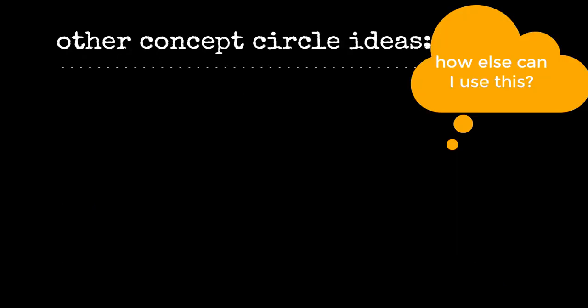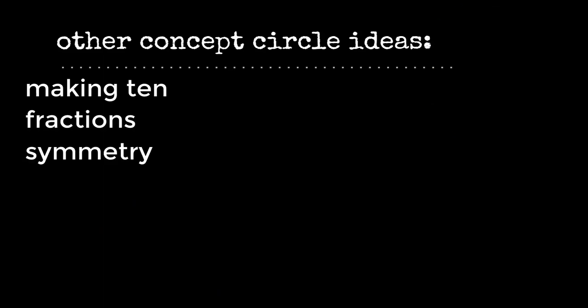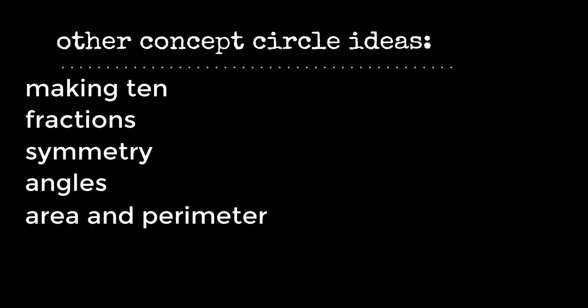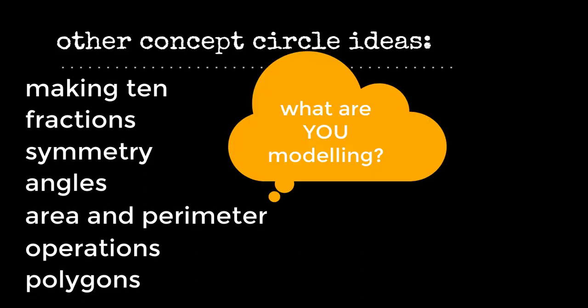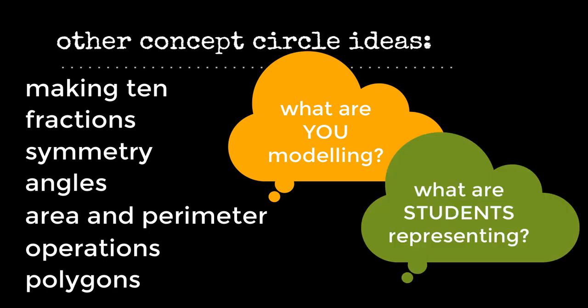So you might have a concept circle about making 10. You might do it about representing different fractions. Maybe you're thinking about symmetry, angles, area and perimeter, addition and subtraction, multiplication, different types of polygons. In each one, think about what it is that needs to be modeled or defined in the center and what it is you're going to be asking students to represent in many different ways around the outside of the concept circle.